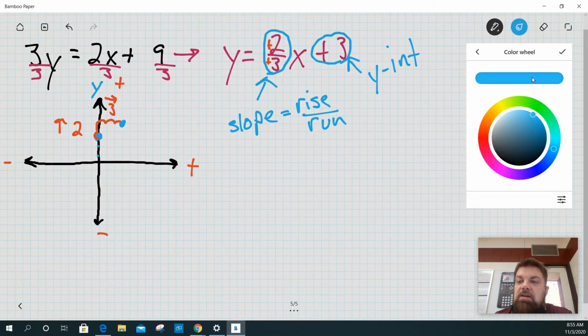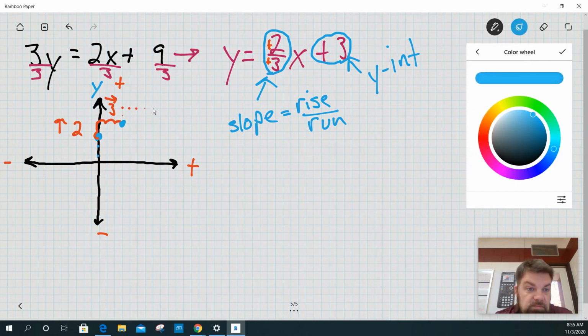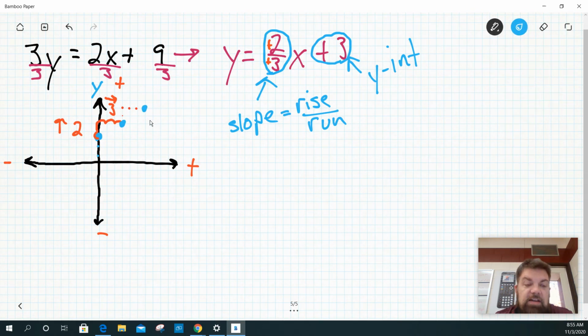Now, I could do that again. From there, I'm going to go up 1, 2, then go over 1, 2, 3, and that's where I put my next point. See how they line up?